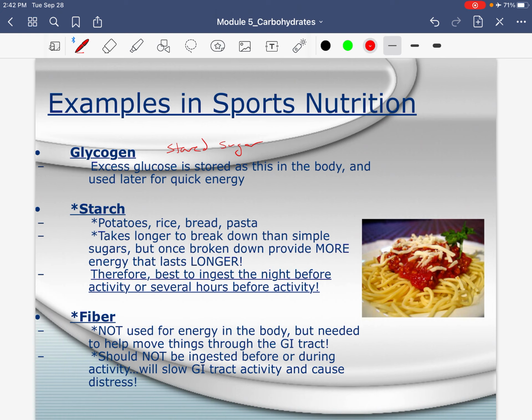Starch. Starch is a pretty common thing in the sports nutrition world. This would not be what you would ingest right before an activity. This is what you would do a couple hours before, have some complex carbs, or the night before. Because a complex carb takes longer to break down than simple sugars, it will provide more energy. The energy will last longer, but you don't want to ingest it right before. So this type of carbohydrate is best to ingest the night before an activity or several hours before an activity.